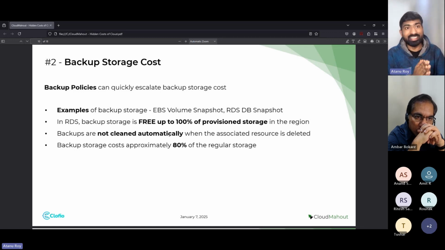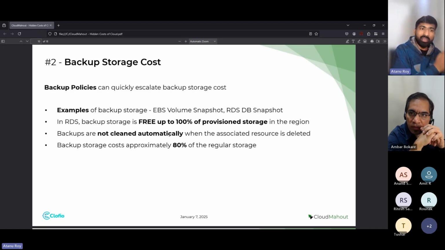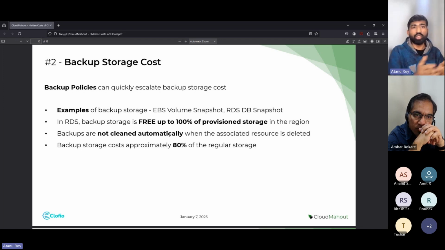Now, the next challenge with backup. We generally say that storage is cheap, right? So much cheaper than compute. So what is the problem? Even if we are storing a backup, what is the problem? The problem is with the recurrence of that backup. Let's take a very simple example. You have set a daily database backup of your RDS instances and all. So every day you are basically taking a snapshot of your database.